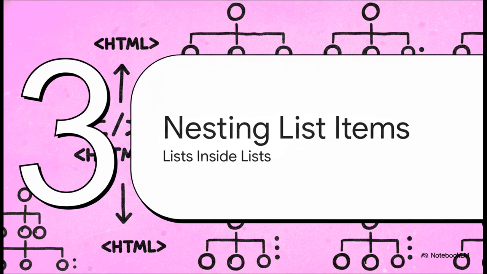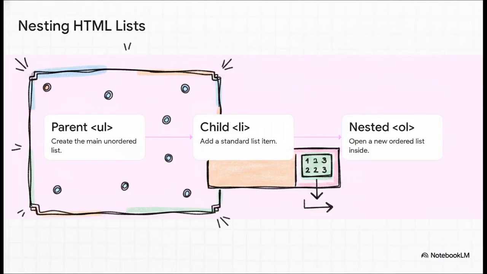All right, Section 3, nesting list items. This is where we put lists inside of lists. Often, just one level of organization isn't quite enough to get the job done.